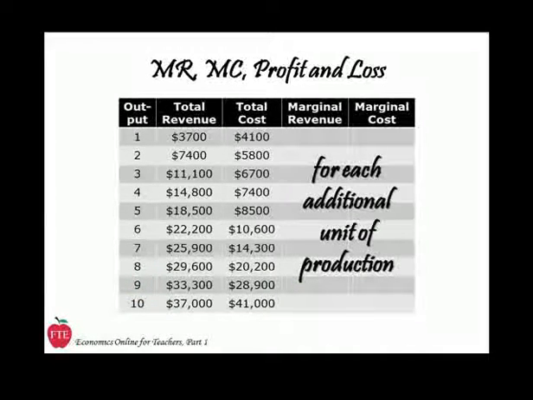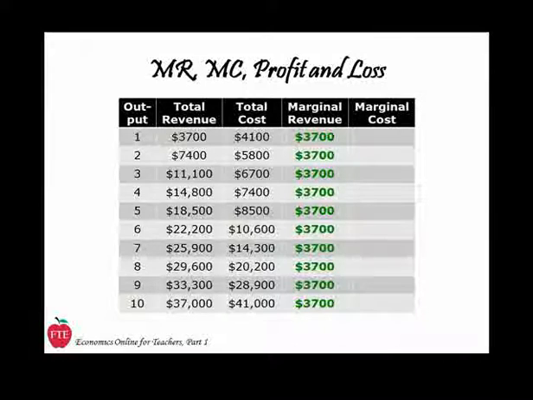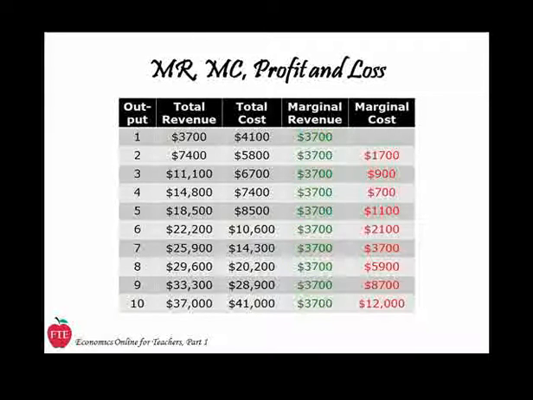The next two columns are marginal revenue and marginal cost, the additional revenue and the additional cost of producing one more unit. The additional revenue for each unit is $3,700. Remember, the market determined that people would buy as many as the company produced as long as the price was $3,700. But look at the marginal cost. For lots of reasons having to do with space, time, and resources, marginal cost, unlike marginal revenue, is not the same for each additional unit of production. That's the information that was hidden when we just looked at totals.